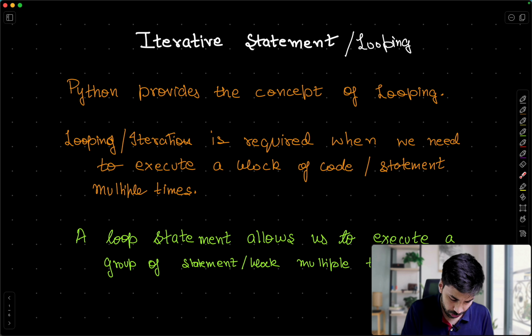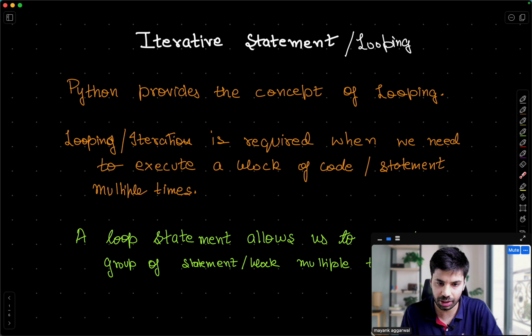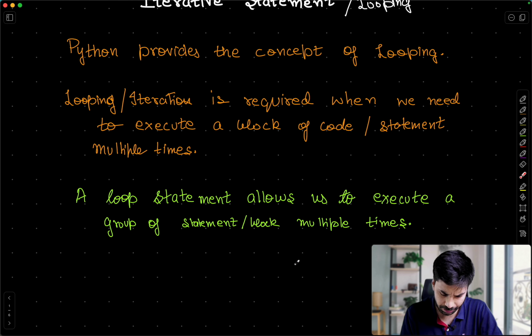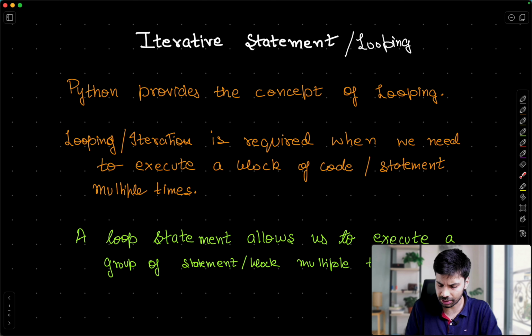Okay, so looping or iteration is required when we need to execute a block of statements or code multiple times. So when we need to do something multiple times, that is where looping or iteration comes in. A loop statement allows us to execute a group of statements or a block multiple times. So same thing, just with respect to Python. So let us try to understand this with some examples.